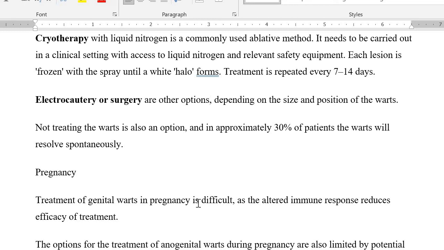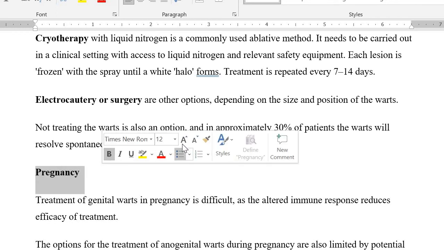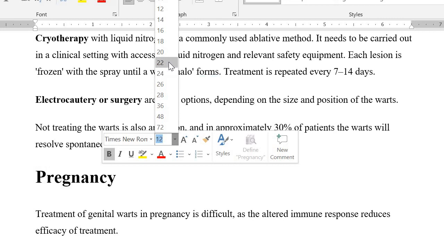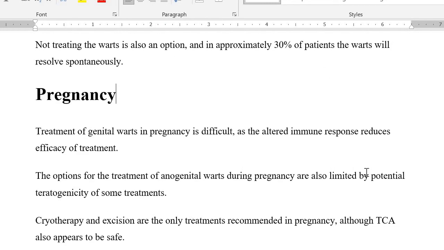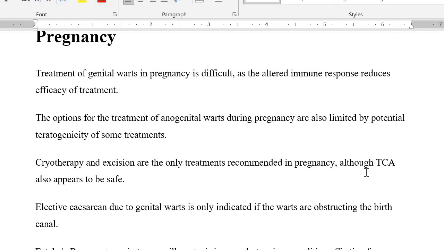Not treating the warts is also an option in approximately 30% of the patients, as the warts will resolve spontaneously. From the exam viewpoint, there can be a specific condition, like the patient has come to you in pregnancy. So what problems can occur? Podophyllotoxin we don't like to give because it can go into the genetic material and can be teratogenic. So treatment of genital warts in pregnancy is difficult. Cryotherapy is also affected, as the altered immune response reduces efficacy of the treatment. They are also limited by potential toxicity and teratogenicity of some treatments.